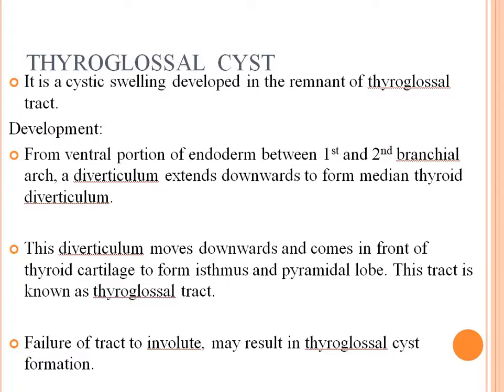Now what is a thyroglossal cyst? This is a midline neck tumor. It is a cystic swelling developed in the remnant of the thyroglossal tract. Development from the ventral portion of the endoderm between the first and second branchial arch, a diverticulum extends downward to form the median thyroid diverticulum. This diverticulum moves downward and comes in front of the thyroid cartilage to form the isthmus and pyramidal lobes. This tract is known as the thyroglossal tract. Failure of the tract to involute may result in a thyroglossal cyst formation.